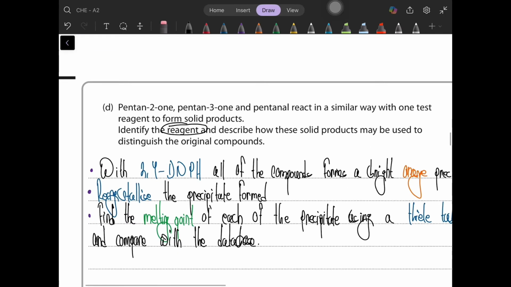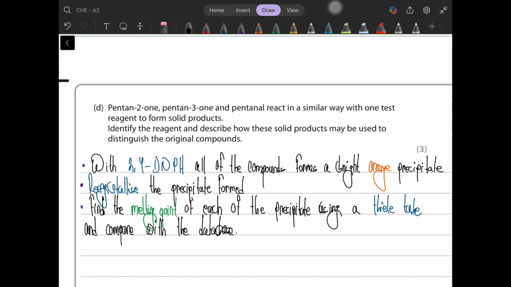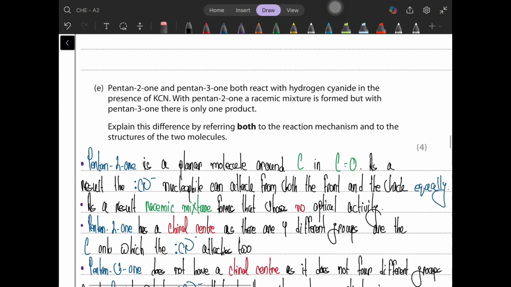Right, so I have written that over here, that is with 2,4-DNPH, all of the compounds form a bright orange precipitate. Recrystallize the precipitate formed, find the melting point of each precipitate using a Thiele tube, and compare with the database. You do not need to mention the Thiele tube, but I have done that. You do not need to go into details of that. I will cover separate videos on the Thiele tube and how to determine melting temperature in my unit 6 videos, right? So let's just move on.